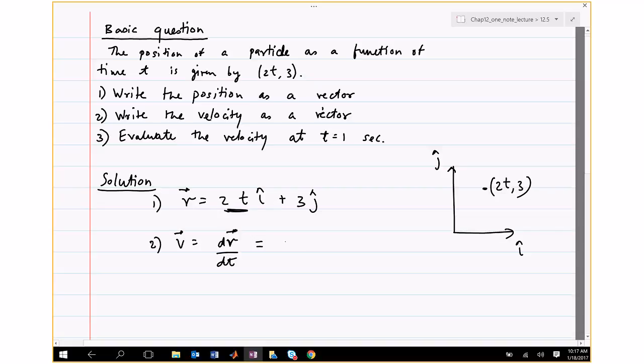So this is going to be 2i, right? And then what's the derivative of 3? It's 0. So that's the answer. It's just 2i.